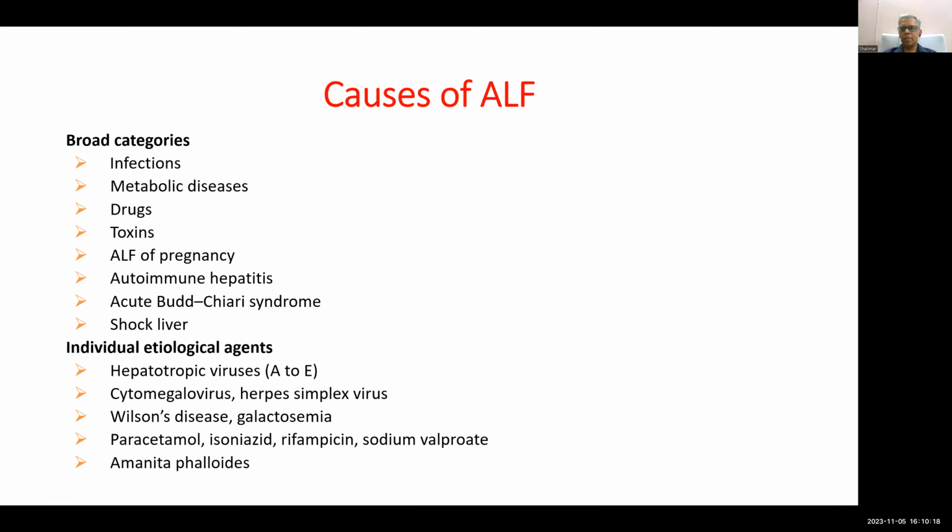Commonly the drugs known to cause acute liver failure, and what we see in our country, include anti-tubercular drugs. The data from the West suggests paracetamol and other drugs, including anti-epileptics, may be responsible for development of acute liver failure. In addition, there are other toxins, such as Amanita phalloides, which is there in mushroom poisoning, which can also present as acute liver failure. Other entities which can present as acute liver failure include, especially in pregnancy, which we'll talk about, autoimmune hepatitis, acute Budd-Chiari syndrome, and shock liver. But commonly what you're going to see is these hepatotropic infections with hepatitis viruses.